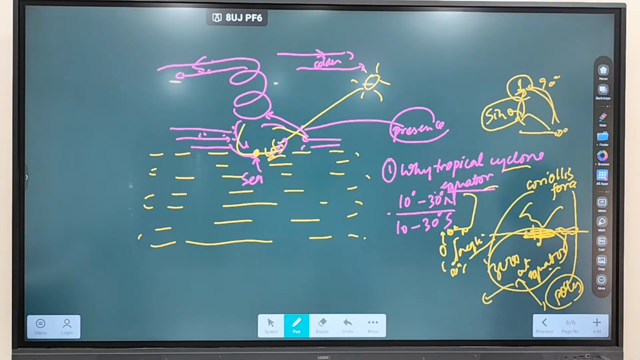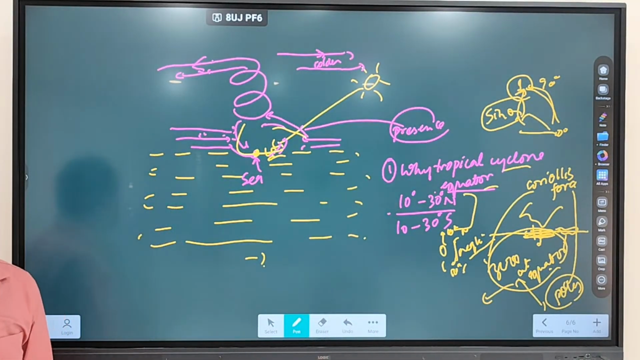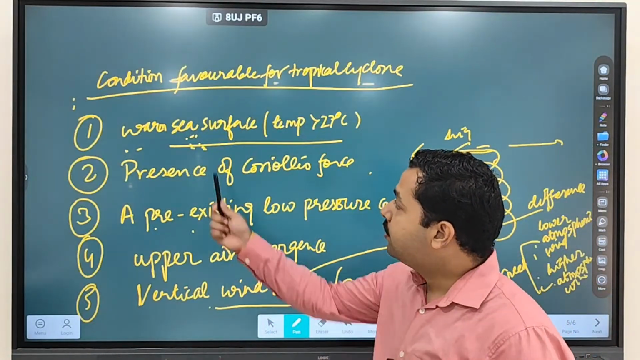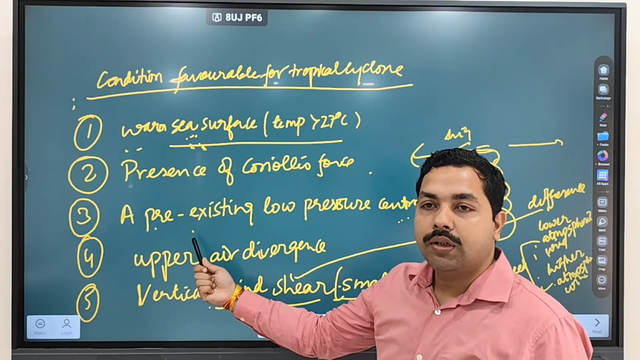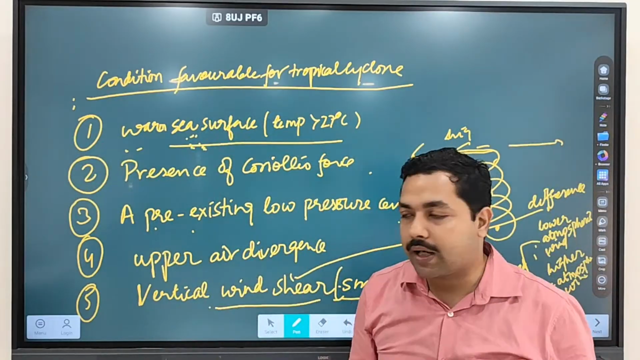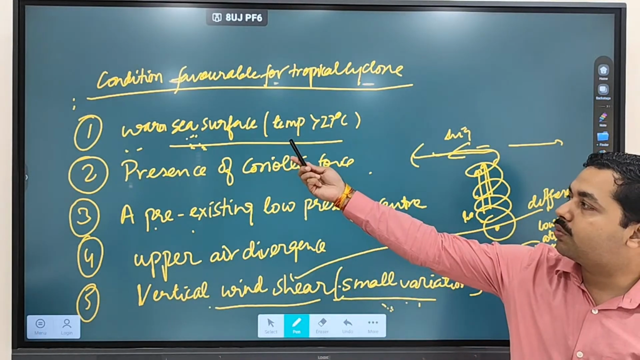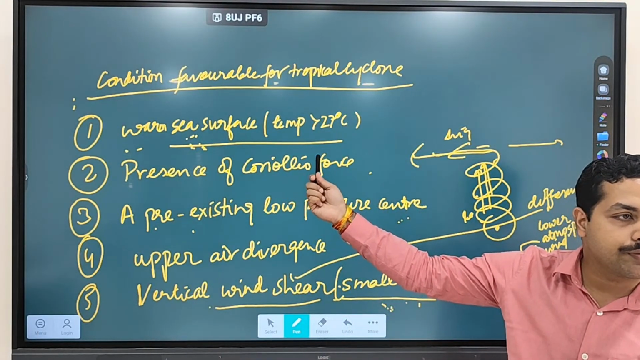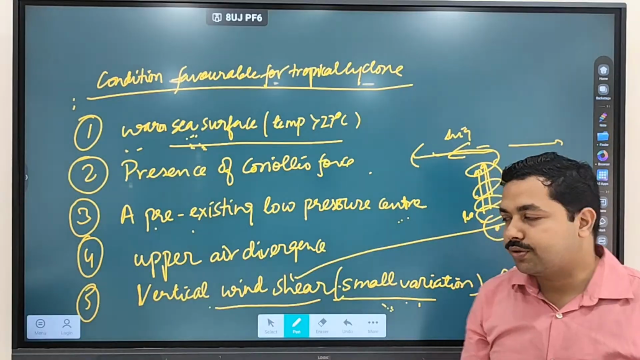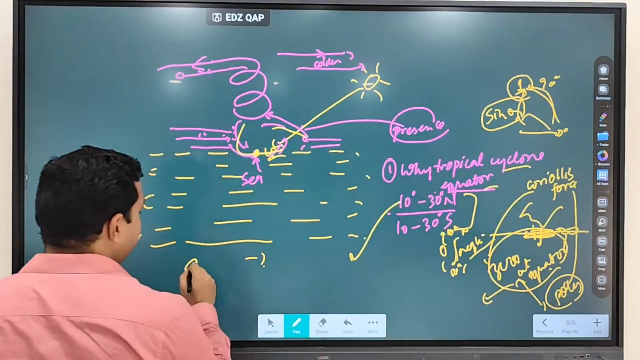So if the question comes, why cyclones do not form at the equator, what you have to write? All other conditions are met. At the equator, you'll see a warm sea surface, a low pressure center, and a convectional current rising and diverging. Upper air divergence is going to be there. Vertical wind shear will also be okay, having small variation. But what is not going to be there at the equator is a Coriolis force. If Coriolis force is not there, you don't see formation of tropical cyclones.